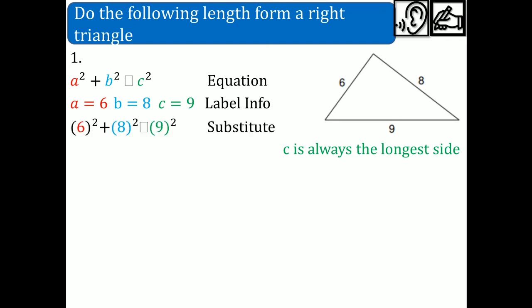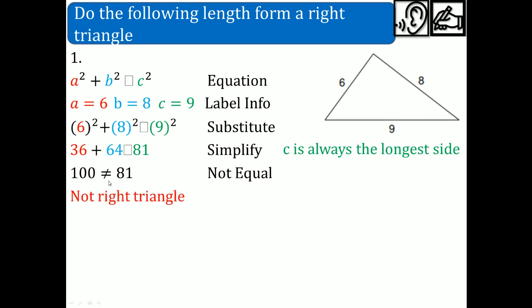Make the substitution in. 6 squared plus 8 squared, box, 9 squared. Left hand side, 36 plus 64. The right hand side, 9 squared is 81. Left hand side, 36 plus 64 is 100. The right hand side is 81. This is not equal. The fact that 100 is not equal to 81 means this is not a right triangle. Notice, it is kept as the box until the last step when you can just look at the numbers. So we would say 6, 8, and 9 does not form a right triangle.